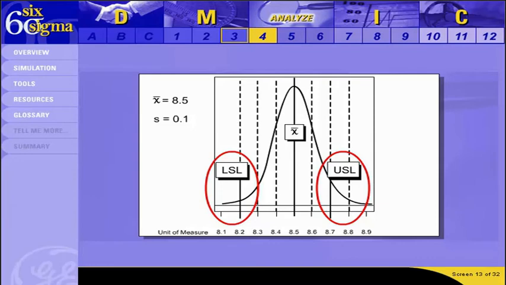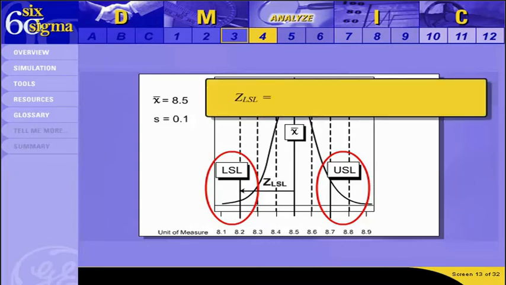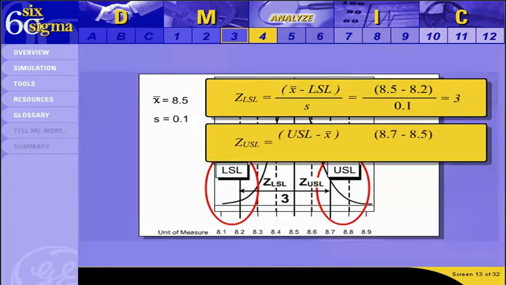To calculate the process capability of this process, we need to calculate the z-score against the upper and lower specification limits, z sub LSL and z sub USL, using the z-score formula that we have learned previously. The z sub LSL is calculated by subtracting the lower specification limit, which in this case is 8.2, from the mean of 8.5, and dividing the result by the standard deviation of 0.1. This results in a z sub LSL of 3. Similarly, we subtract the mean from the upper specification limit and divide by the standard deviation to provide a value of 2 for the z sub USL.